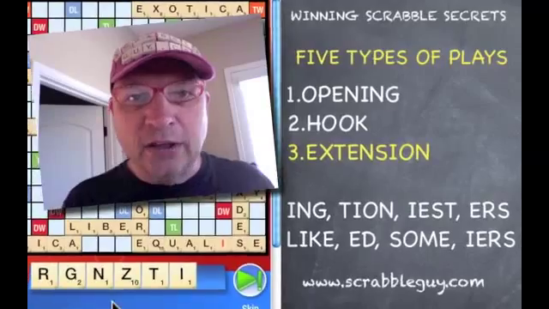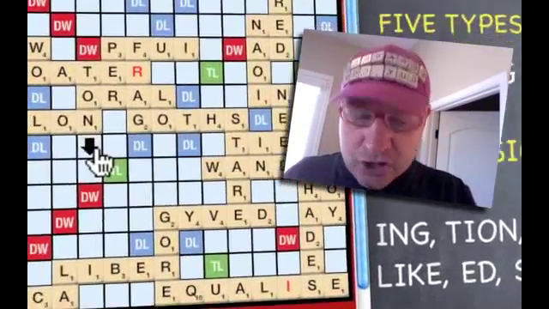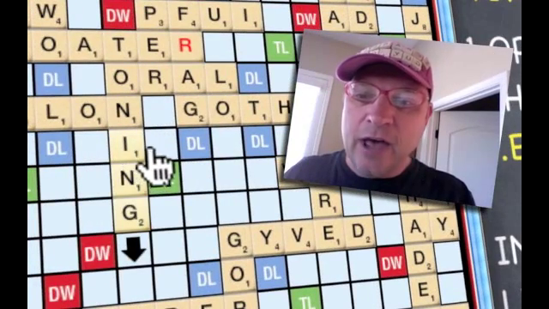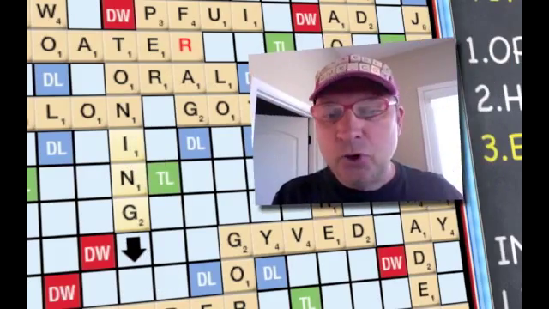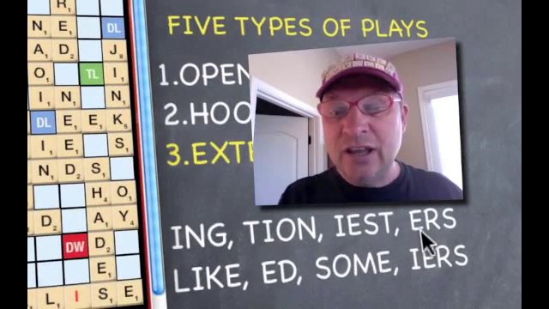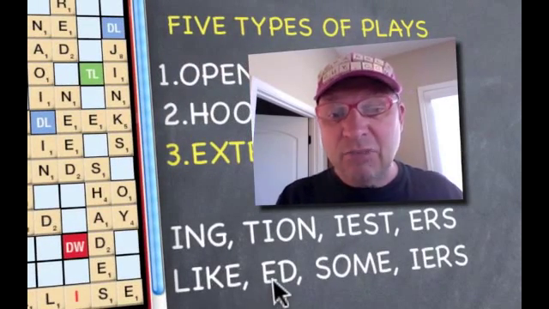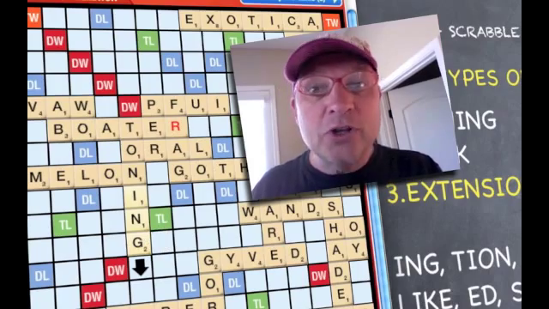All right, here's a great look at a simple extension. Check out the board, check out my rack, and there you have it, ing. Okay, there was ton, ing now makes it toning. Some good examples for extensions are TION, IEST, ERS, ed, some, IERS. Okay? In this case, we used ing to play our extension. Another winning Scrabble secret from Scrabble Guy.